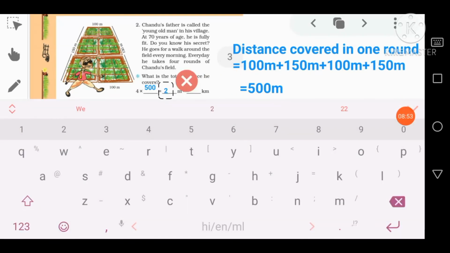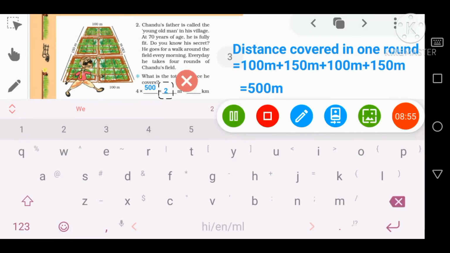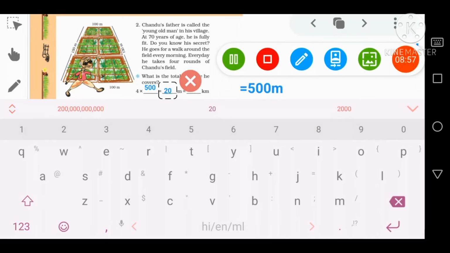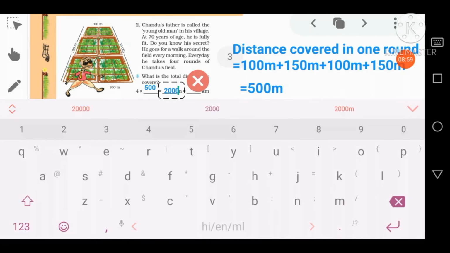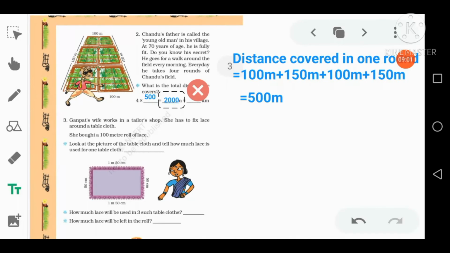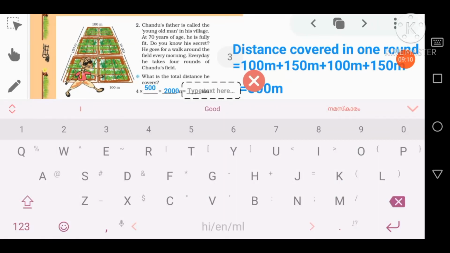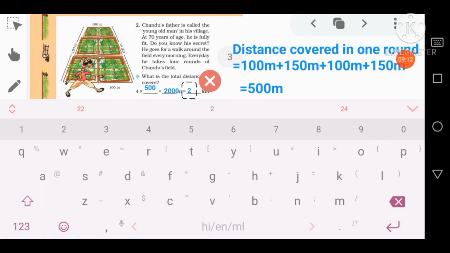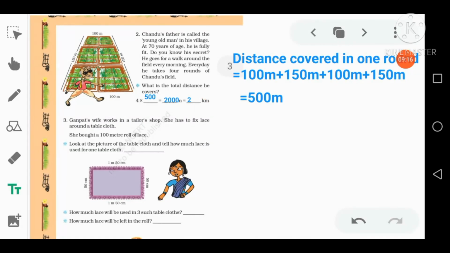So it is 20, then 2 zeros. So it is 2000 meter. 2000 meter is how much kilometer? That is studied, no? 1 kilometer is 1000 meters, so 2000 meter will be 2 kilometers. So the answer is 2 kilometers. Understand how is that? Okay.